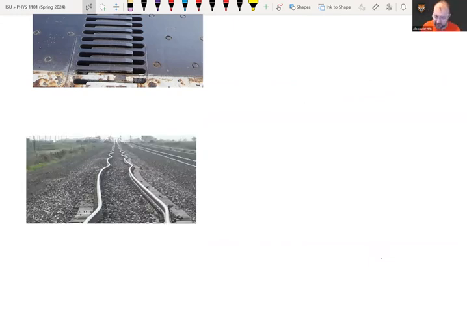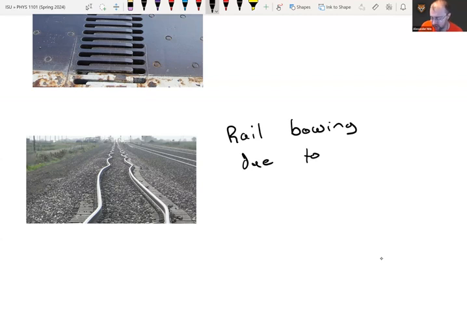So what we have here is railroad bowing. This is rail bowing due to thermal expansion. The idea behind this is that these rails started to heat up and expand. When rails are laid, they're typically given a little bit of room to thermally expand. It's possible somebody screwed this up, but what I think is more likely is that the rails got hotter than they were designed for.